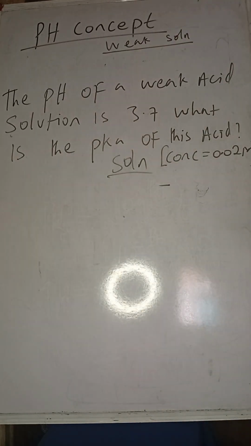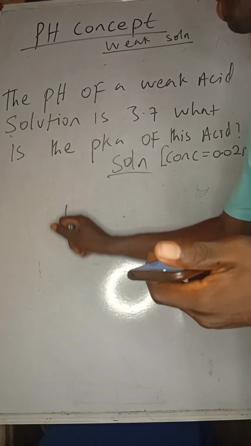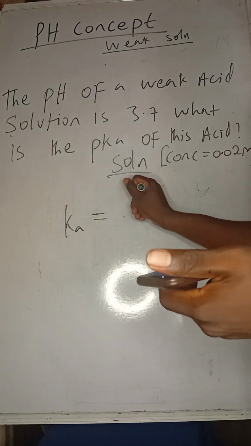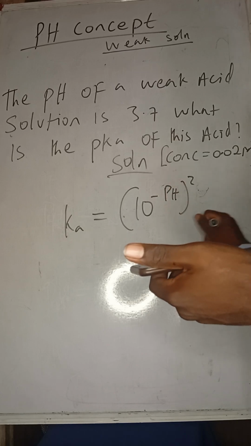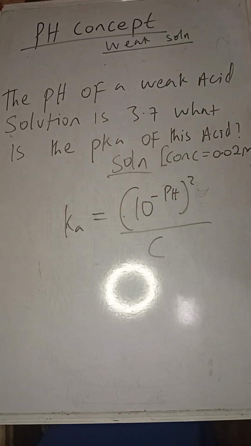My normal formula says that Ka is equal to 10 raised to power minus pH, all squared, over the concentration. Don't forget this formula in your hurry. So 10 raised to the power minus pH, all squared, over concentration. This is for weak solutions.